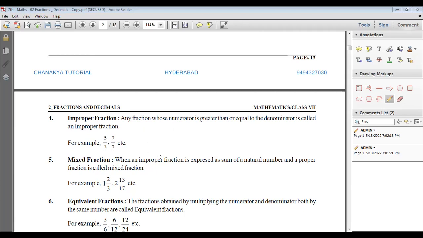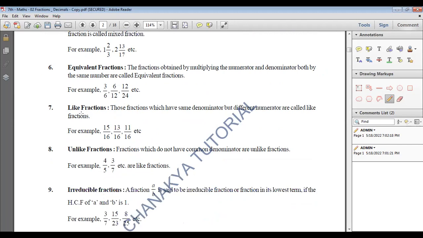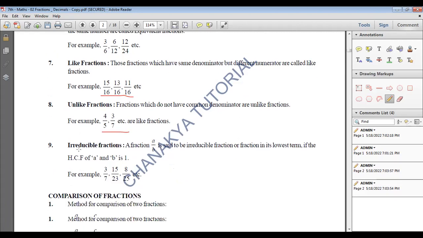Equivalent fractions, children: how are you supposed to get equivalent fractions? If we take 2 by 5, the equivalent fraction will be 4 by 10. That means we are multiplying the numerator and denominator by the same number, using the table to get the answer. Like fractions are fractions whose denominators are the same. Unlike fractions have different denominators.